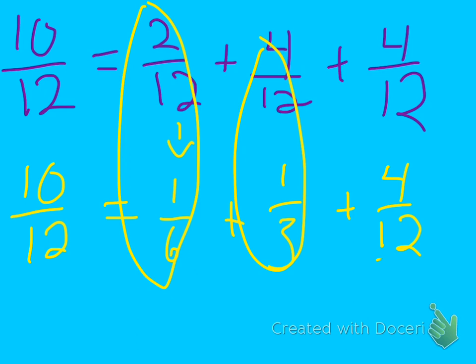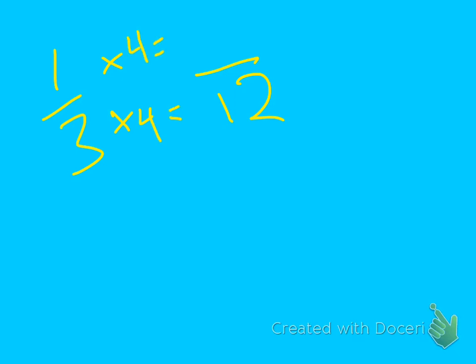And remember, if you're not sure how to find an equivalent fraction, you just multiply the top and the bottom by the same number. So I'll remind you of that really quick. So let's say we start with 1/3 and we're trying to get to 12s. Times what equals 12 on the bottom? Times 4. So if I do times 4 on the bottom, I do times 4 on the top.